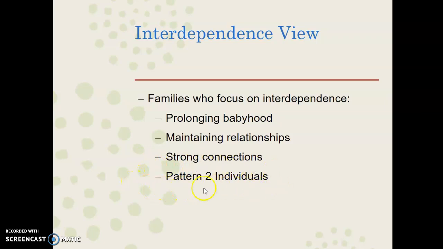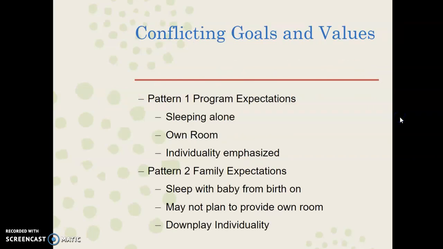And these values often lead to individuals we label as pattern 2, okay? And of course, between independence and interdependence, there's, like I mentioned before, a spectrum, and different parts of a family's life might represent each of these views a little bit to varying degrees. So when we think about conflicting goals and values between programs and families, children who participate in childcare programs or other programs where we serve that family might have conflicting goals and values.